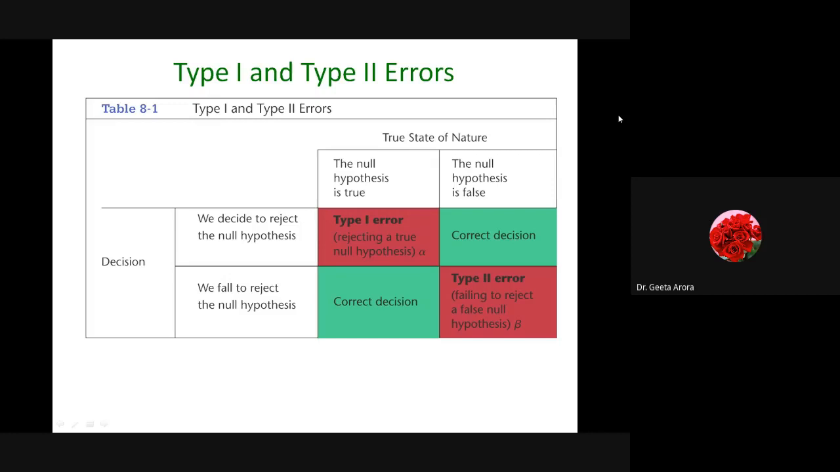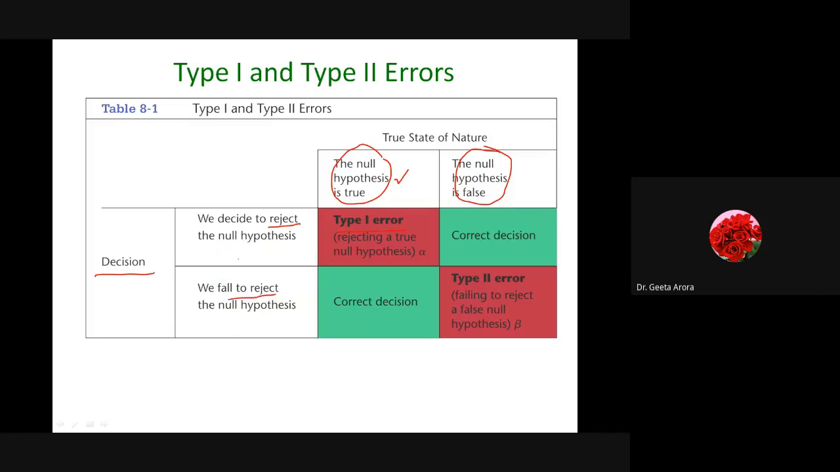So here we have a table. It shows how we can decide the type 1 and type 2 error and what they signify. Here we have the true state of nature: null hypothesis is true and null hypothesis is false. These are the two possibilities, that the null hypothesis is actually true or actually false. Now for the decision we have made: the null hypothesis is true and we decided to reject it. So what we have done is a type 1 error. When the null hypothesis is true and we have accepted it, failed to reject means accepted it.